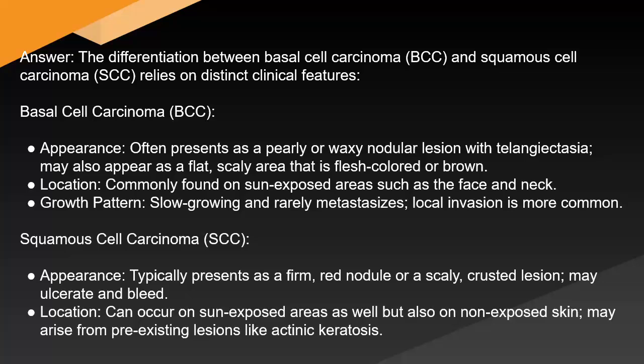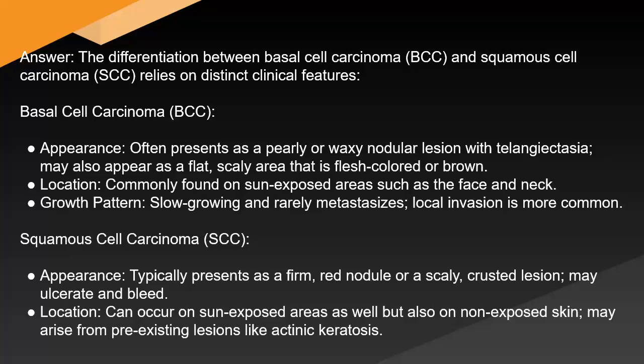Answer: the differentiation between basal cell carcinoma (BCC) and squamous cell carcinoma (SCC) relies on distinct clinical features. Basal cell carcinoma (BCC) appearance often presents as a pearly or waxy nodular lesion with telangiectasia, and may also appear as a flat, scaly area that is flesh-colored or brown. Location: commonly found on sun-exposed areas such as the face and neck. Growth pattern: slow growing and rarely metastasizes. Local invasion is more common.